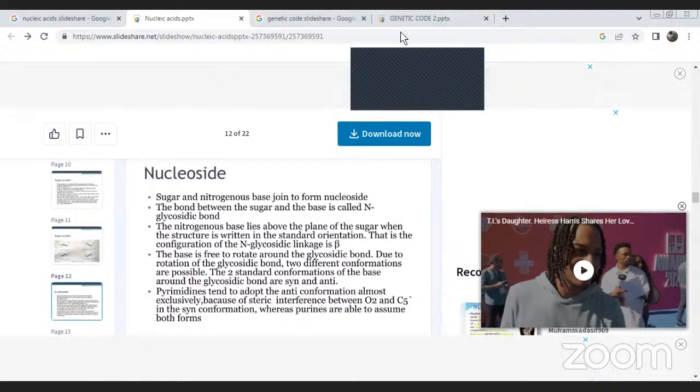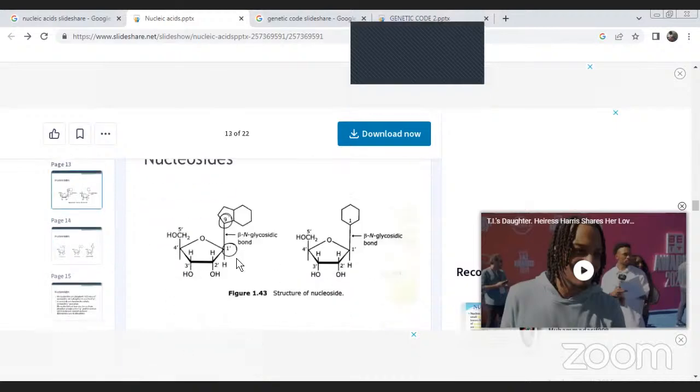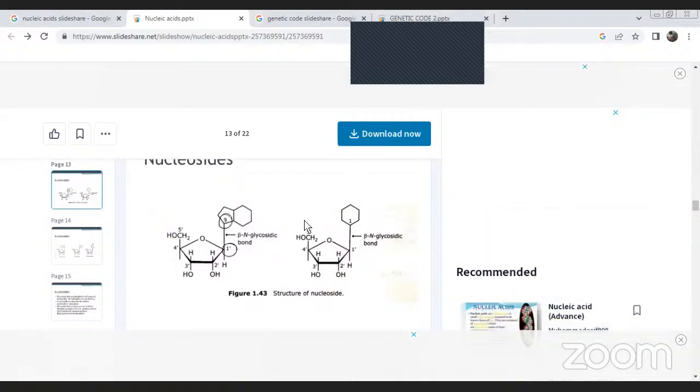These are syn and anti conformations. Pyrimidines tend to adopt the anti conformation almost exclusively because of the steric interference between the O2 and C5 in the syn conformation, whereas purines are able to assume both forms. Okay, nucleoside is over. These are the nucleosides, totally absent in phosphate groups.